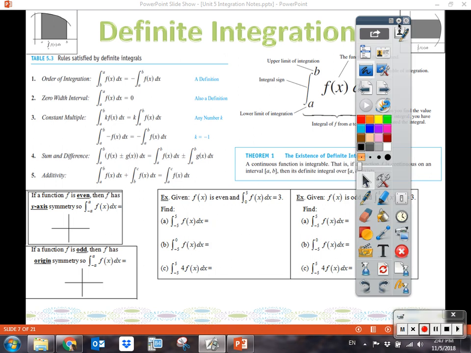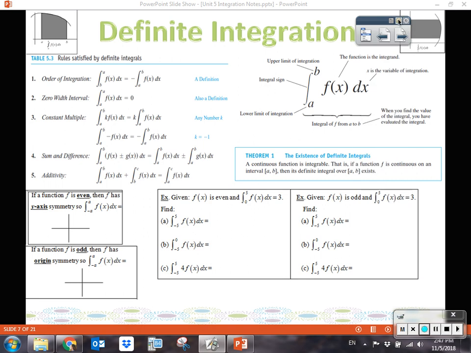If you would look at this picture right here. So this, just some vocab words. This is our integrand. We've talked about that before. This tells us which variable to integrate. The integral sign, we've talked about that before, but today we're going to be looking at these two additions to our integral. Those are the upper and lower limits of integration. So that's a definite integral.